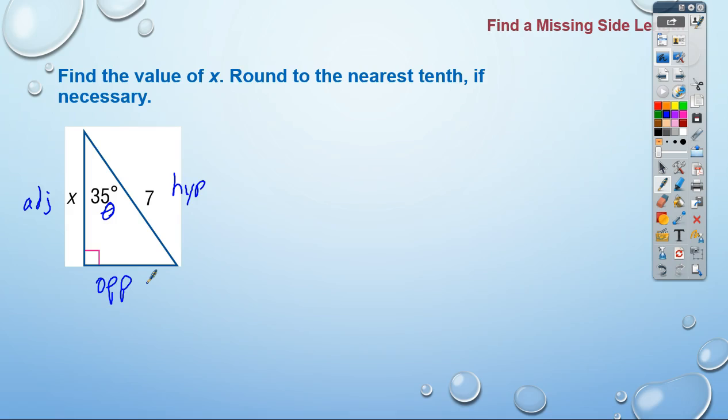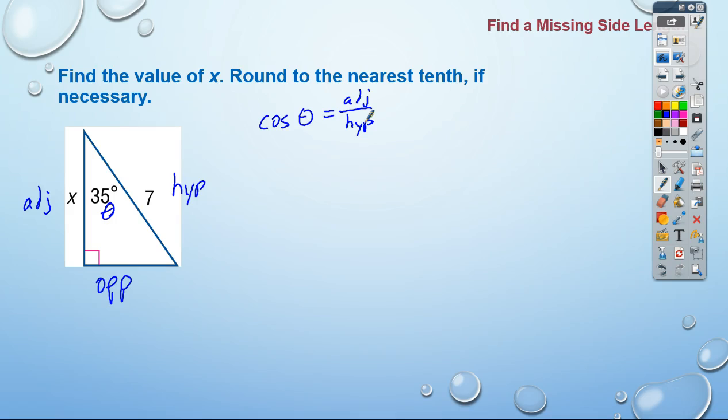Next, I take a look at which ones I have. I have an adjacent, and I have a hypotenuse. Which one do I want? Adjacent. Which ones use adjacent and the hypotenuse? Either sine, cosine, or tangent. You should look up there. The more you get at this, you go adjacent to hypotenuse, so it would be cosine theta is equal to adjacent over hypotenuse.